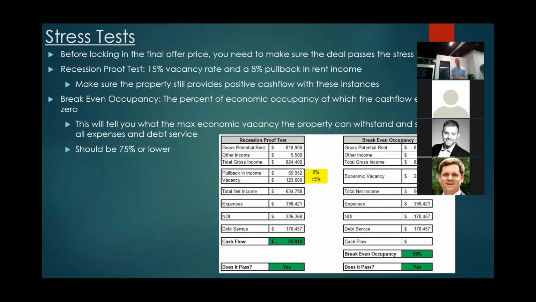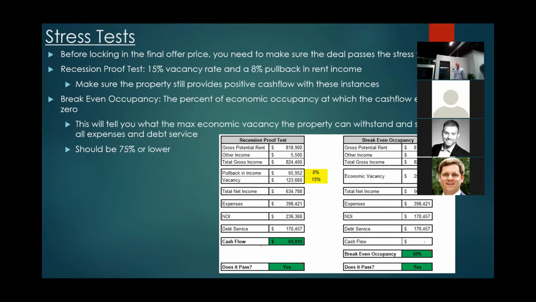And then the last piece I look at is the stress test. Before locking in the final offer price, you get to that point where the returns are there. The last thing you want to do is make sure that it passes stress tests. These are the two that I look at. The first is the recession-proof test, is what I call it.